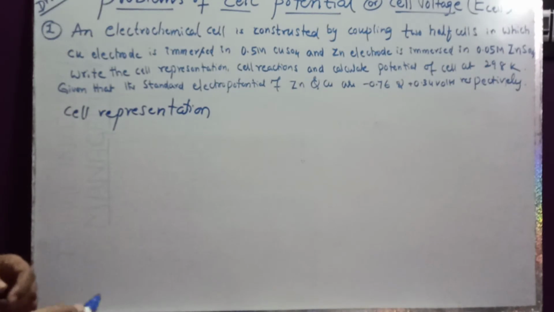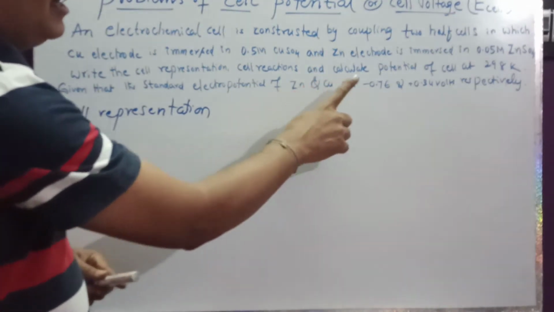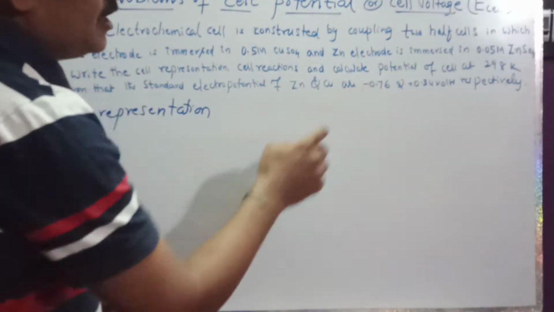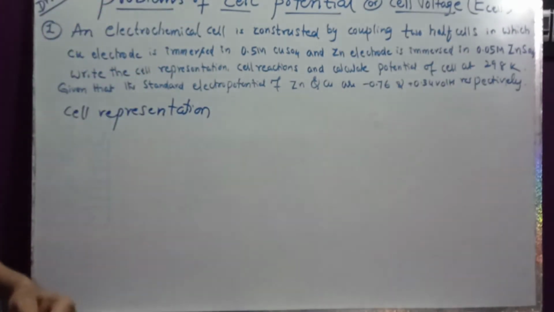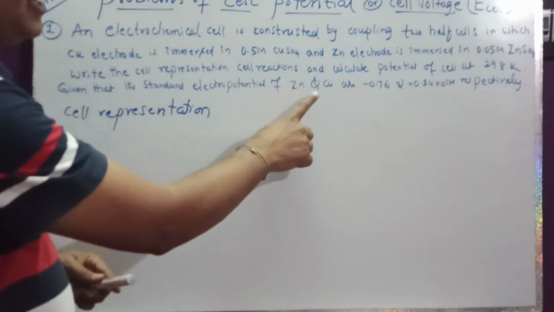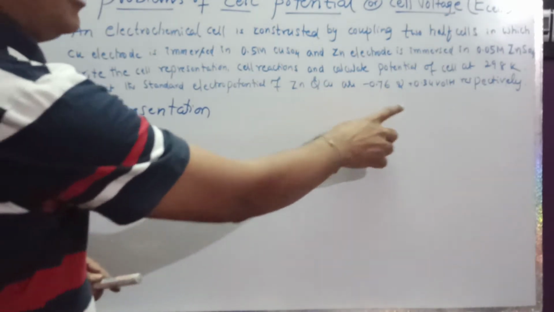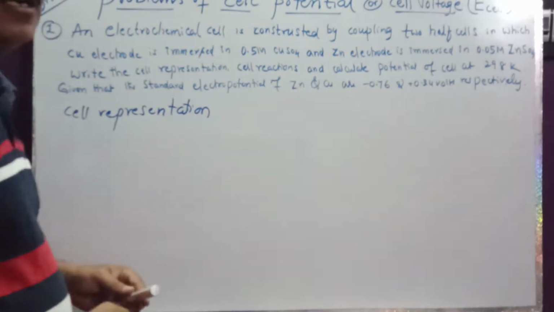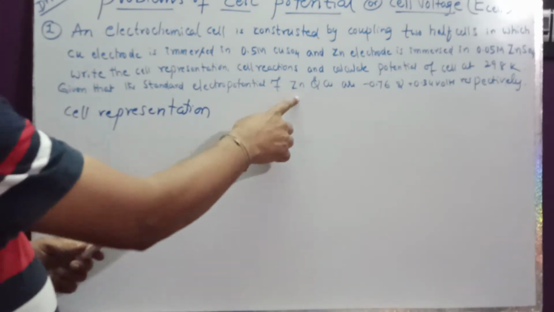Anode and cathode are separated by a salt bridge. Which is the anode here? You can easily make out which is anode. The electrode having less standard reduction potential is the anode and the electrode which is having more standard reduction potential is the cathode. So which is the electrode having less standard electrode potential? Zinc has minus 0.76, copper has 0.34 volts. So hence zinc has less standard reduction potential. So that's why we will write down zinc as anode.